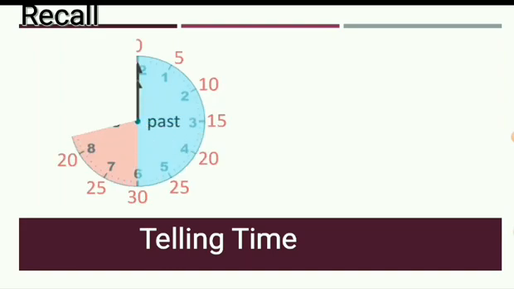First, let's recall what you have learnt before in your previous class, how to tell time. So here you know that the hour hand will tell you how many hours, and the minute hand will tell you the minutes past an hour or how many minutes to the next hour. So if you see the blue portion, that is, if the minute hand lies between 12 and 6, then you say minutes past an hour. And if the minute hand lies on the pink portion, that is between 6 and 12, then you say that many minutes to the next hour.